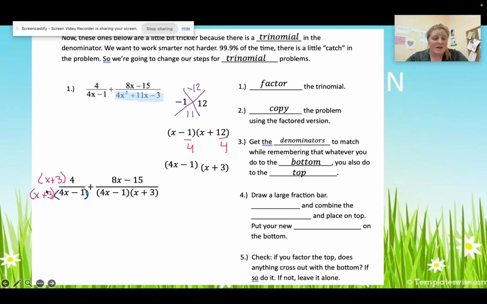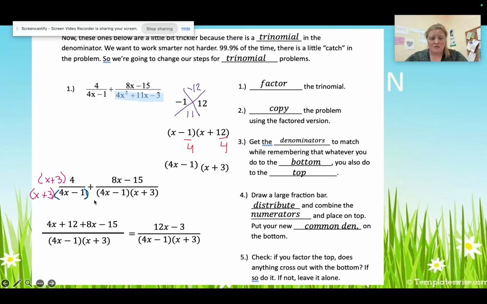Now that I've written my x plus 3's, everything that we do is going to be the same that we've been doing. We're distributing and we're combining our like terms. And we're just copying our denominator right to the bottom. We don't actually want to multiply anything out on the bottom. All right, so I condense a little bit up top and I get 12x minus 3 over 4x minus 1 and x plus 3. And now I have it all consolidated.